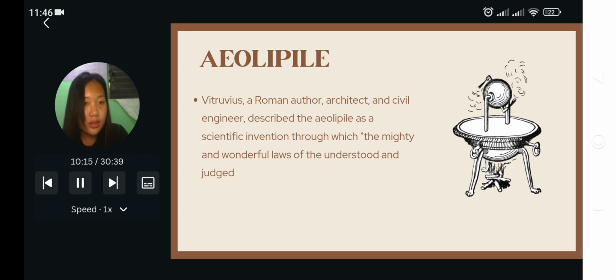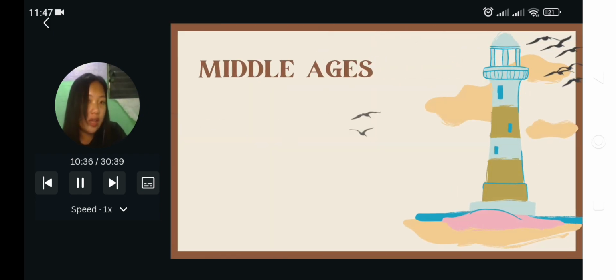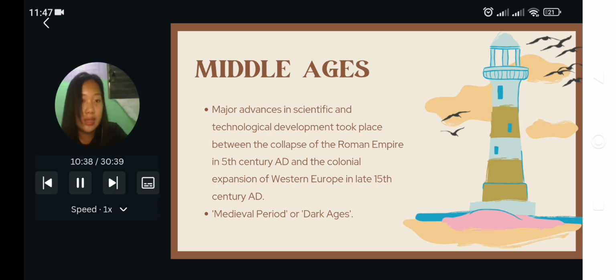And another one is Vitruvius, a Roman author, architect, and civil engineer, who described the aeolipile as a scientific invention through which the mighty and wonderful laws of nature are understood and judged. So, ayun. And now, let's go to the Middle Ages. So, we will find out the inventions during the Middle Ages.